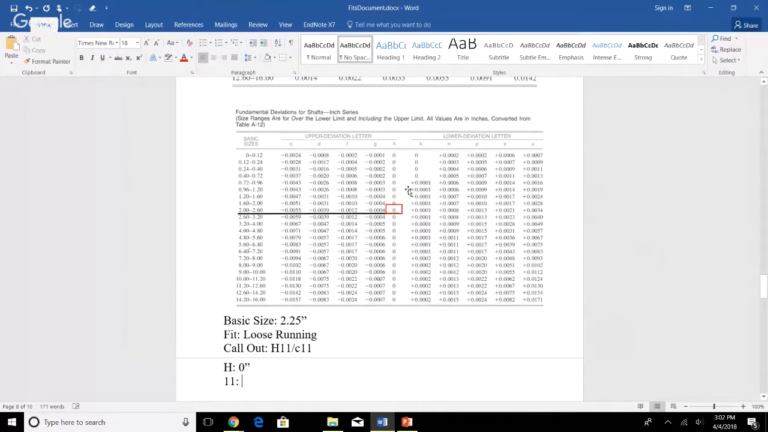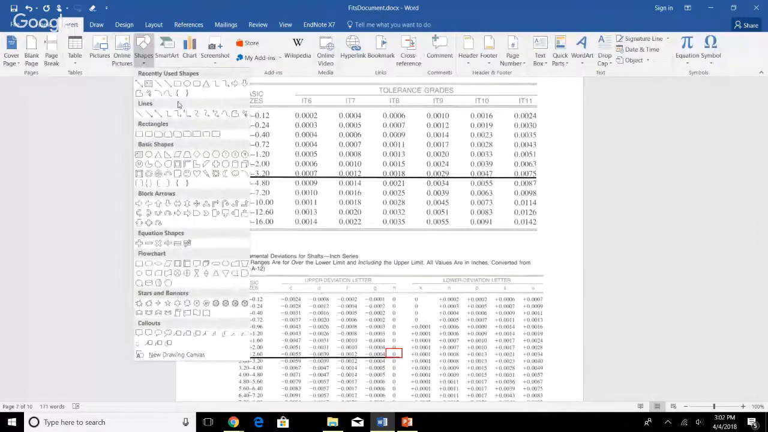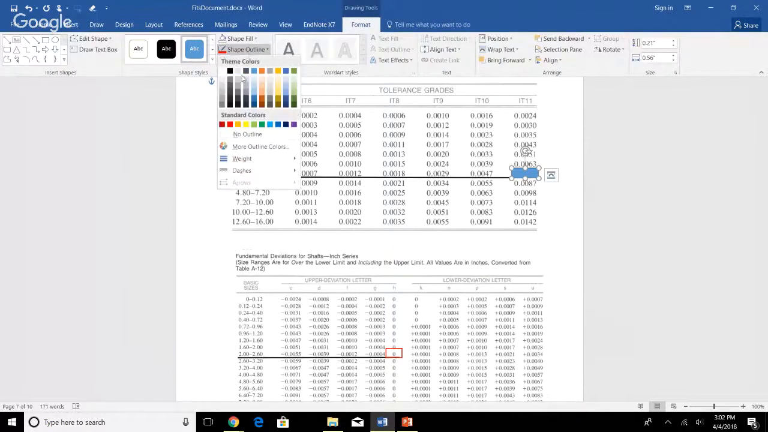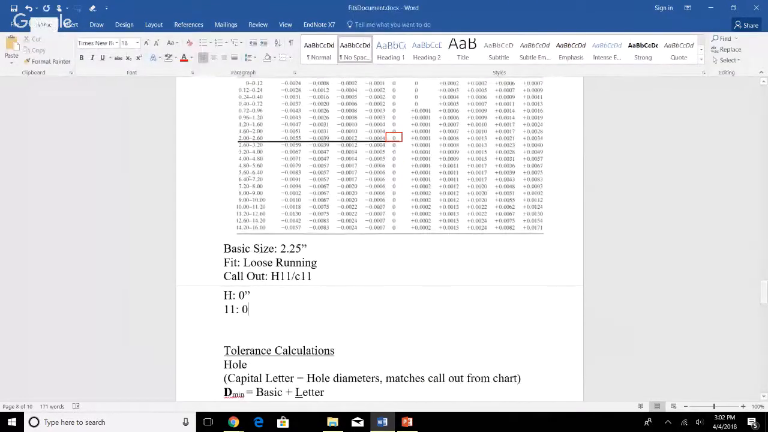And then our 11, that goes up to our tolerance grade where we have H11. There we go. And then we'll go ahead and outline that in red as well. Okay, so then we have our 0.0075, and that goes with our 11. And then we'll start working on our lowercase letter.